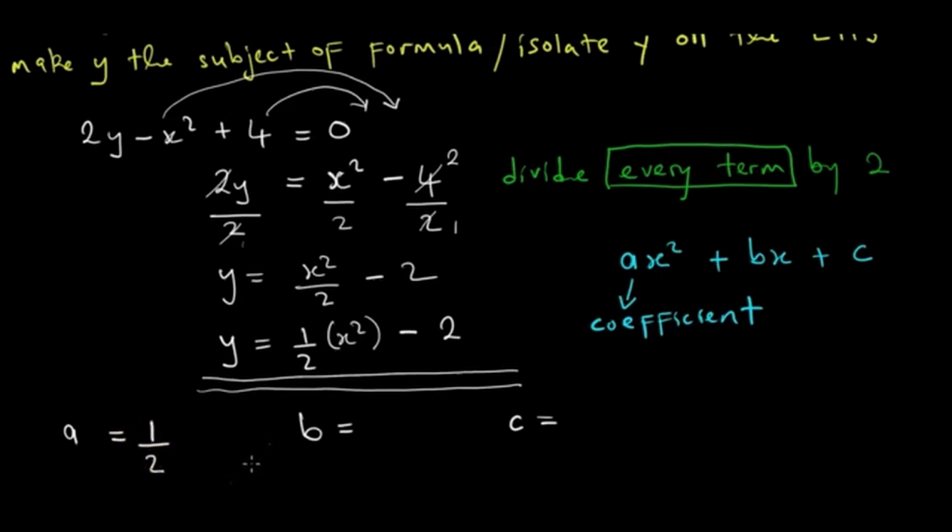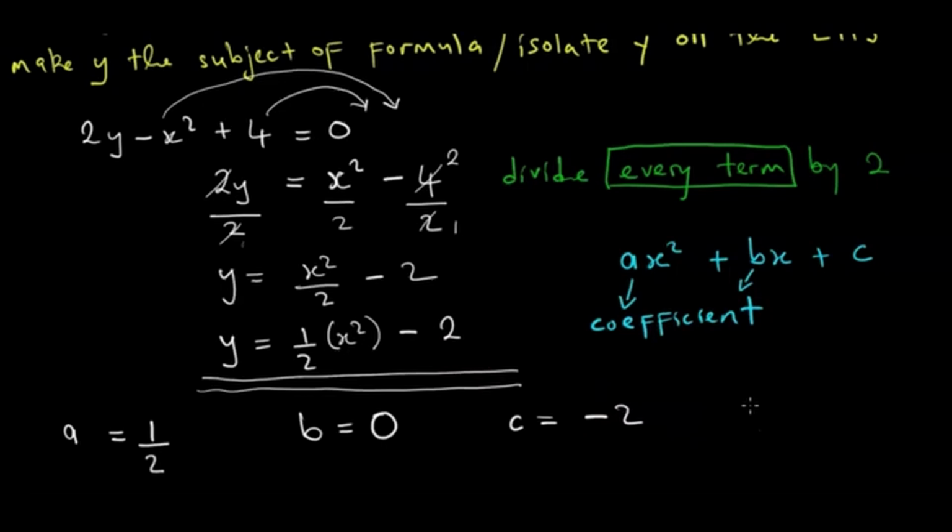So 1/2 is multiplying x squared. Then we look at b. B should be the number multiplying x, the coefficient of x. And since we do not have x in this part of the quadratic function, it means b is going to be equal to 0. Then lastly, c is going to be the constant. And our constant in this case is -2.